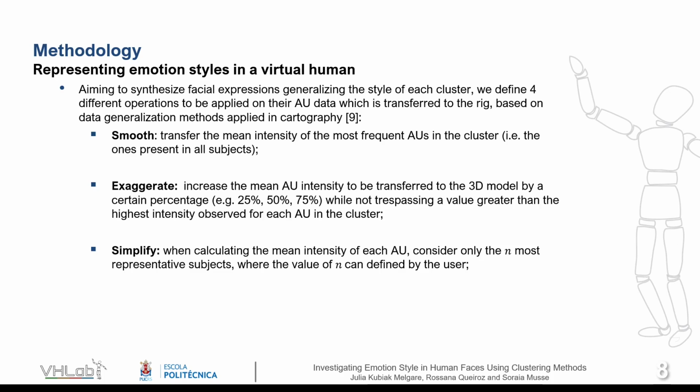The exaggerate operation, which increases the mean action unit intensity to be transferred to the model by a certain percentage, while not surpassing the highest intensity observed for each action unit in the cluster. Lastly, the simplify option, which considers only the n most representative subjects of the cluster when calculating the mean intensity, where the value of n can be defined by the user. In our experiments, we use the value of 3 subjects.